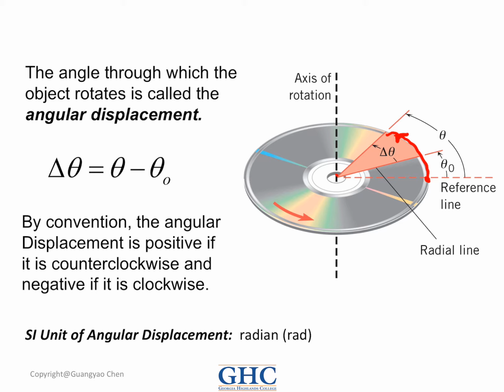The angle that the object rotates, any point rotating from here to here, that's angular displacement, and angular displacement actually should have a direction along the axis of rotation. By convention, we call counterclockwise rotation positive and clockwise rotation negative. And for rotational motion, we're going to use the unit radian instead of degree for angle.